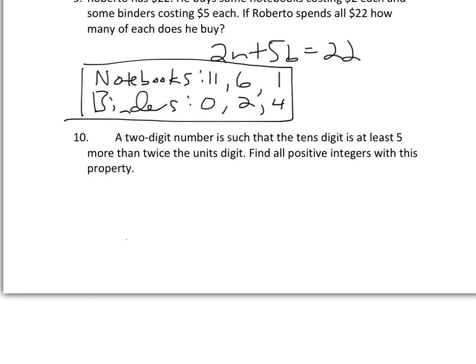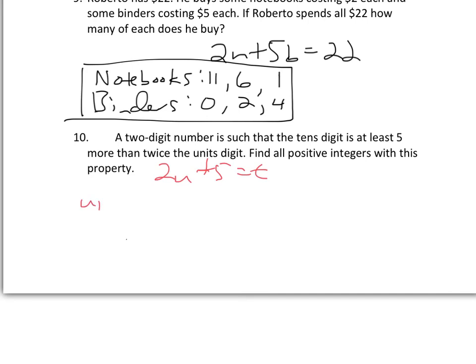Now lastly, a 2-digit number is such that the tens digit is at least 5 more than twice the units digit. Find all positive integers with this property. Okay, so the units digit times 2 plus 5 equals tens digit. So units times 2 plus 5 equals tens. Okay, now that's not going to help us that much, but I do know that the smallest the units digit could possibly be is 0, right?